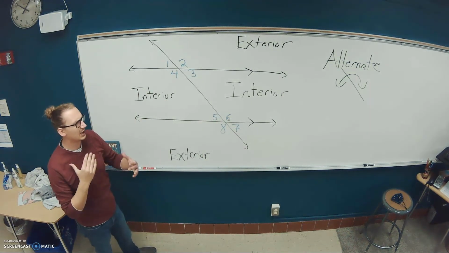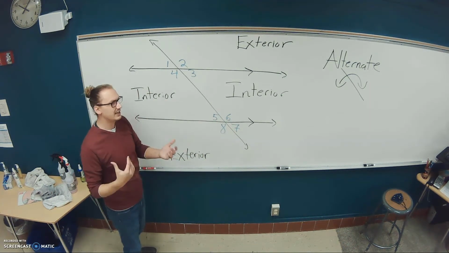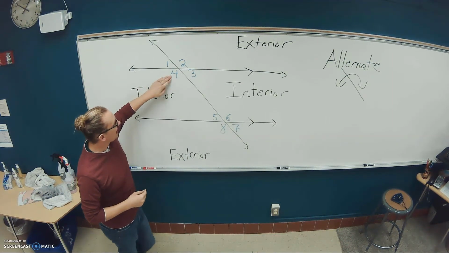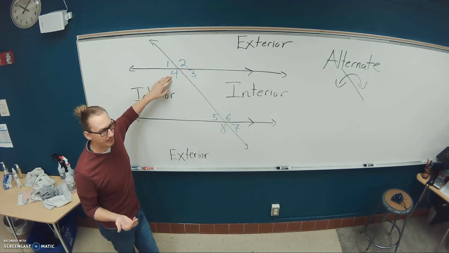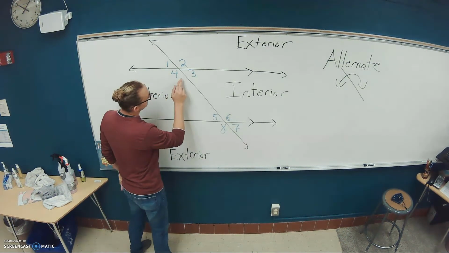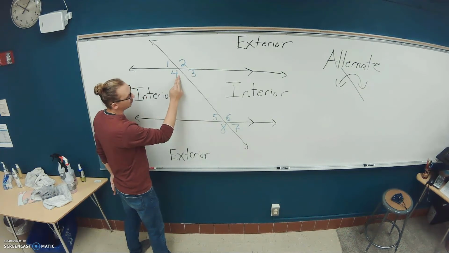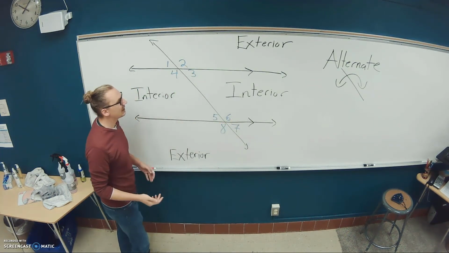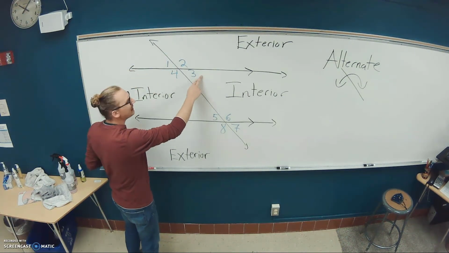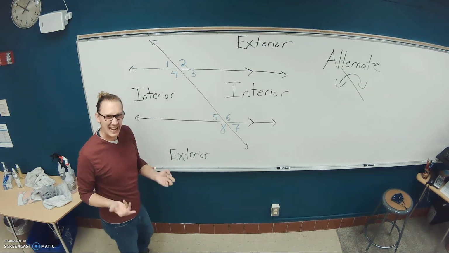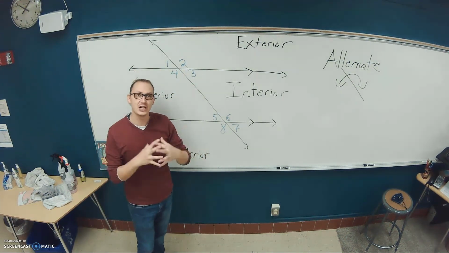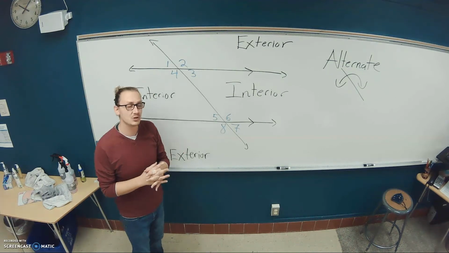And I want to explain that when I'm talking about alternate exterior or alternate interior, same side interior, and all these things, 4 has both a same side interior partner and an alternate interior partner. I could be talking about same side interior, which would be 4 and 5, and alternate interior, which would be 4 and 6. Okay? Kind of the same way that 4 and 2 are vertical angles and 1 and 3 are vertical angles. So 3 by itself is not a vertical angle, but 1 and 3 together are.